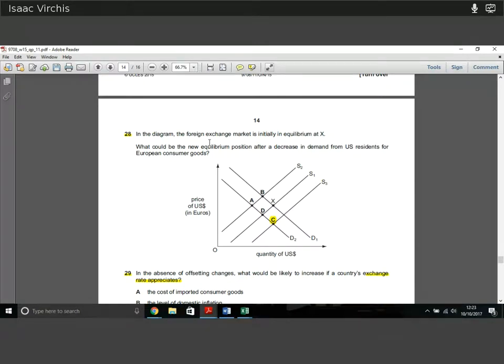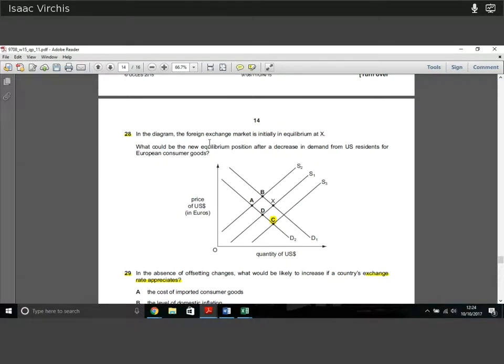So we see a decrease in demand from US residents. So the demand for euros is going to fall. So what we're going to see is demand shift to the left. We would therefore see a depreciation in the currency, which increases the supply of dollars. Because people are demanding fewer euros, they're supplying more US dollars, so there's a fall in the price of euros, and the economy is equivalent to the same quantity of US dollars.